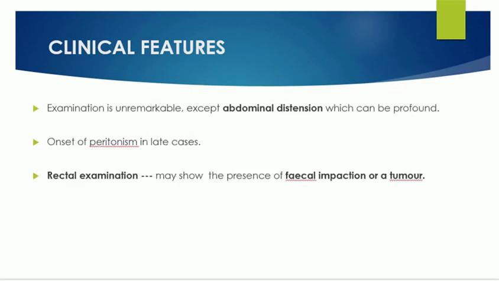Now, if we examine these patients, examination is unremarkable when we compare with acute intestinal obstruction, except distension is there in acute, but it is marked in chronic intestinal obstruction. So abdominal distension can be profound, with onset of peritonism in late cases.